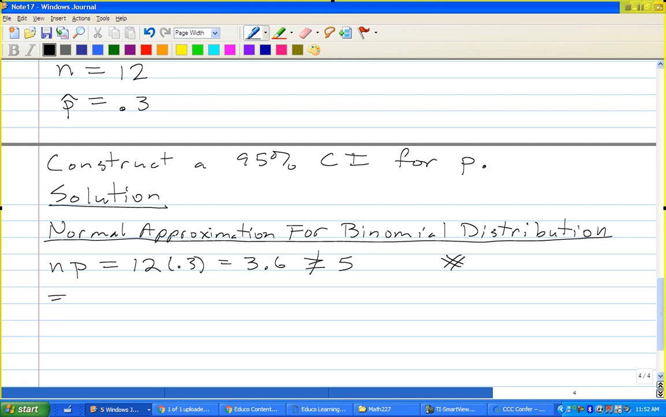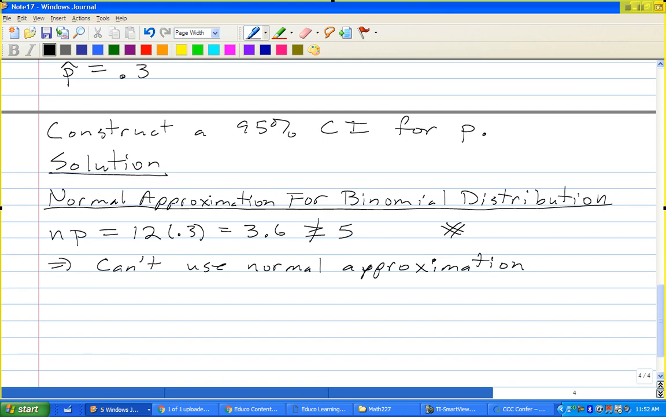So that means we cannot use the normal approximation. So that means that this simplifying technique is just not available in this case. So what we have to do is we've got to look in the table.